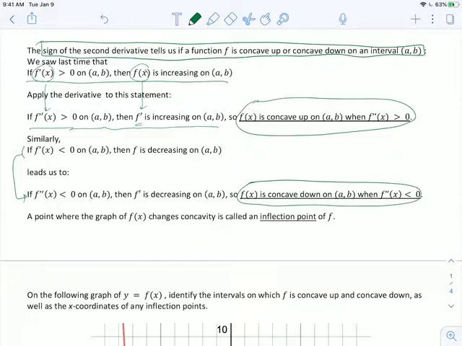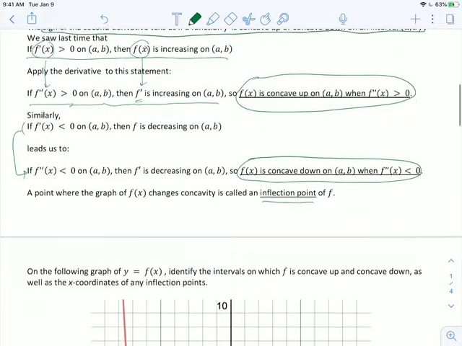And then there's one more term that we want to talk about here. That's inflection point. An inflection point on a graph is going to be a point at which the function changes concavity. So it's either going from concave up to concave down, or from concave down to concave up. So we've got concave up, concave down, and inflection point. Those are the terms that we really want to make sure that we understand from this section.